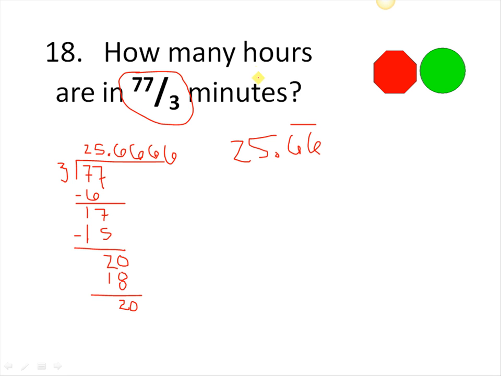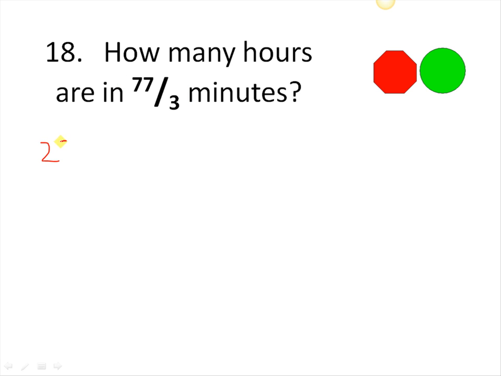But the question is, how many hours is that? Well, this 25 minutes is less than an hour, so we know that our answer is going to be 0 point something. So let's multiply 25.66 minutes times 1, and that'll convert it to hours if we put minutes. So we know that 60 minutes is exactly 1 hour.